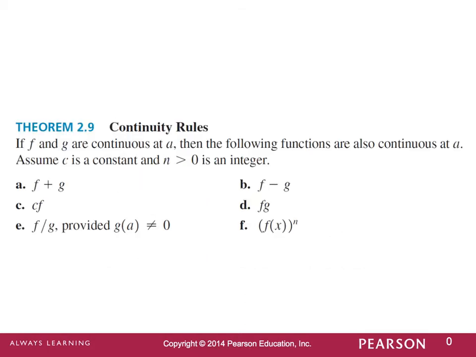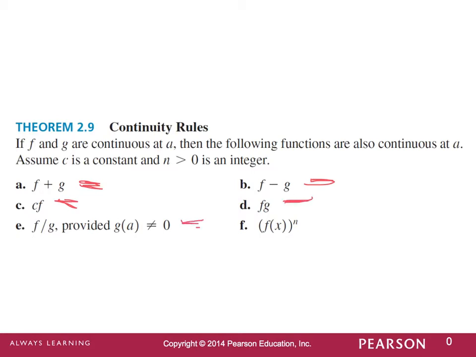A couple things to remember about continuous functions. If we have two functions f and g that are continuous at some point a, then the following functions are also continuous at a, and assume that c is a constant and n is an integer greater than 0. So if we have two continuous functions at some point a, then the sum of those two functions is also going to be continuous. Likewise, the difference of those two functions will also be continuous. A constant times one of the functions is continuous. A product of two continuous functions at a point is also continuous at that point.